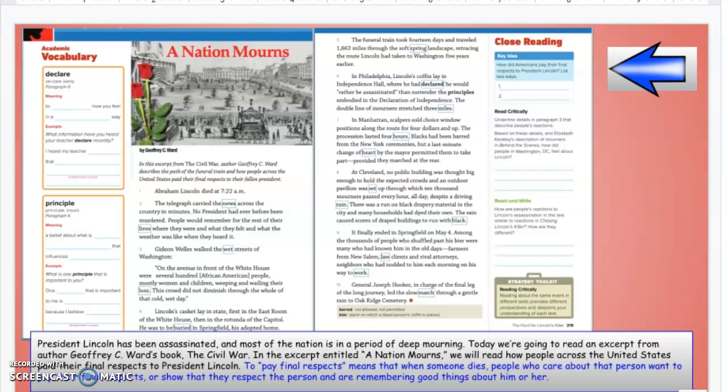There was a run on black drapery material in the city, and many households had dyed their own. The rain caused scores of draped buildings to run with black. It finally ended in Springfield on May 4th.